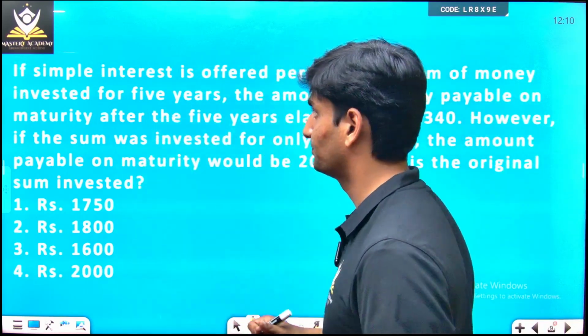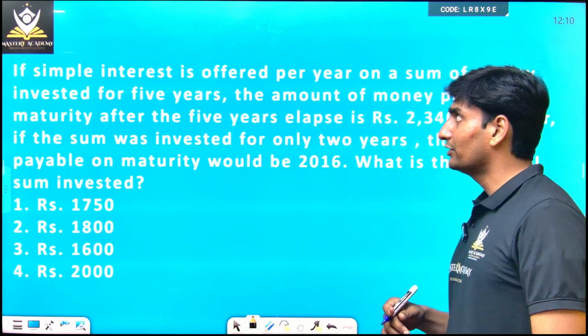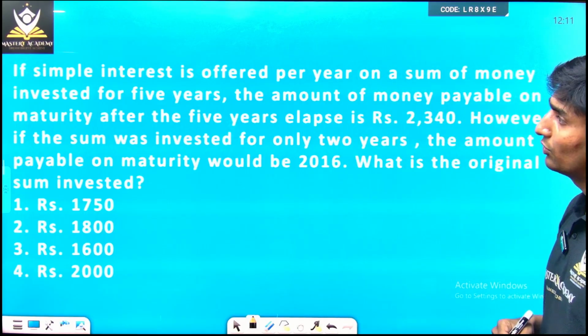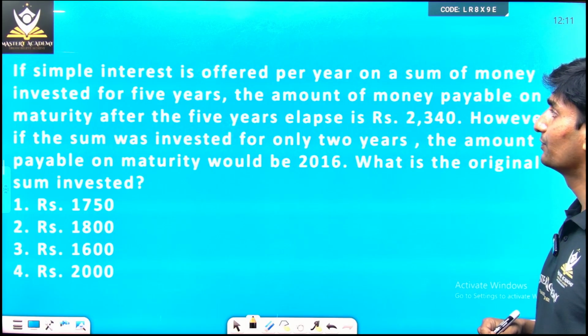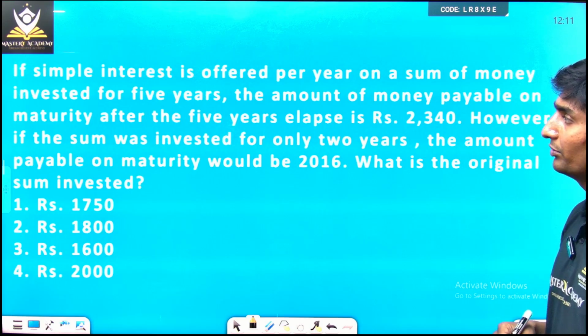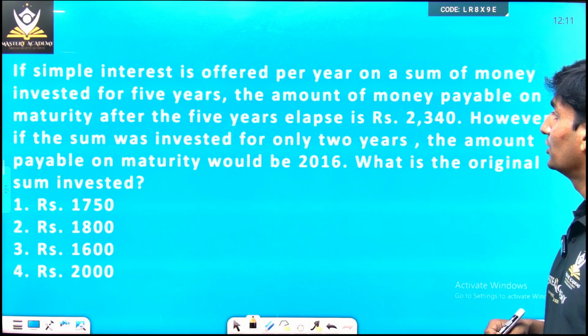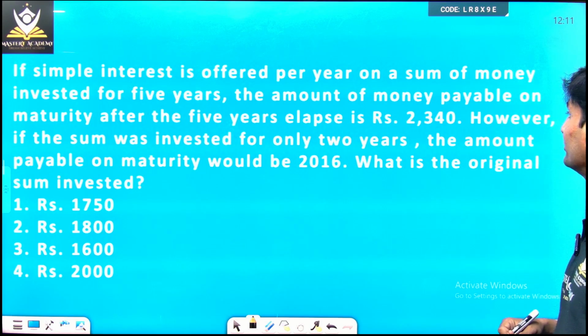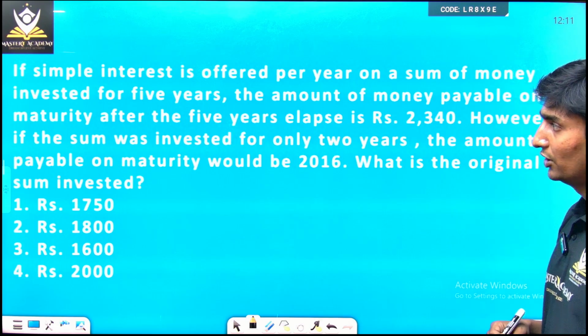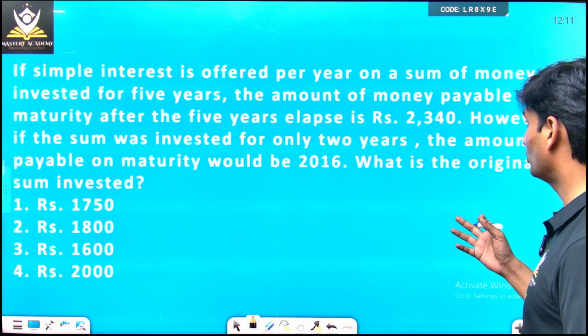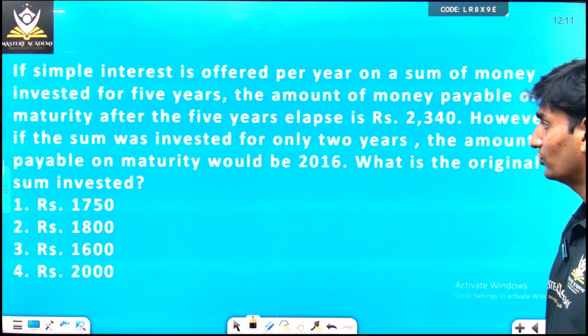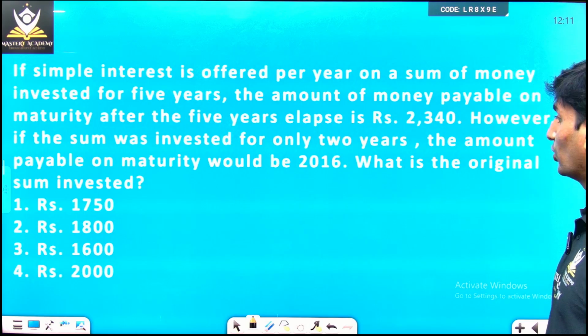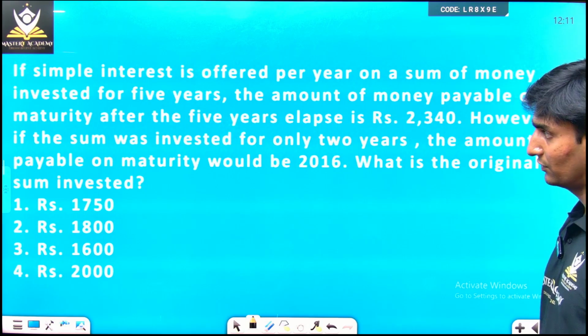The next question. If simple interest is offered per year on a sum of money invested for 5 years, the amount of money payable on maturity after the 5 years elapsed is Rs 2340. However, if the sum was invested for only 2 years, the amount payable on maturity would be 2016. What is the original sum invested?